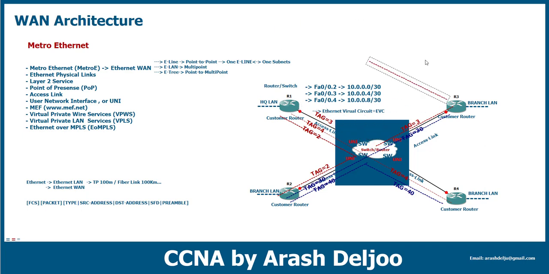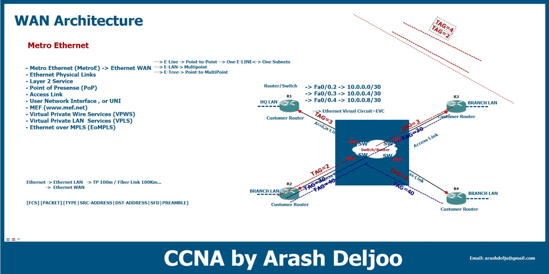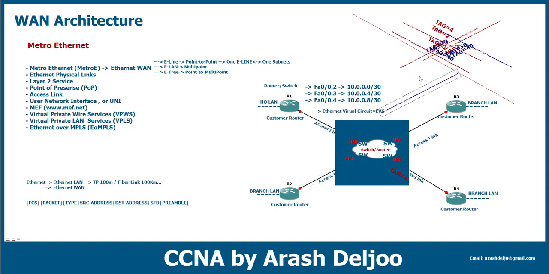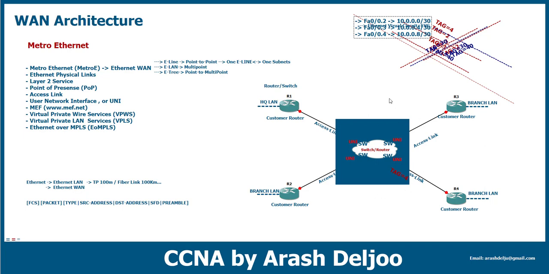Now I'm going to show you what is happening when you are using the E-LAN. E-LAN is exactly the same as one switch. We don't have all of these lines. Look at here. We have only one physical connection from each site to the service provider, to the POP, the point of presence. But now in this link, we have one E-LAN EVC. What does it mean?